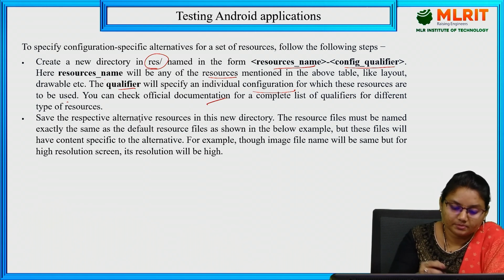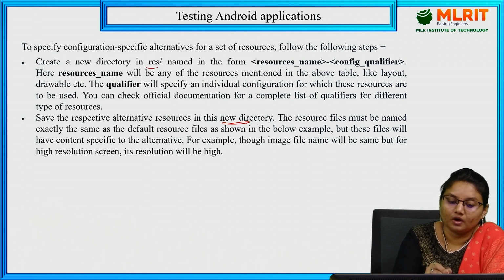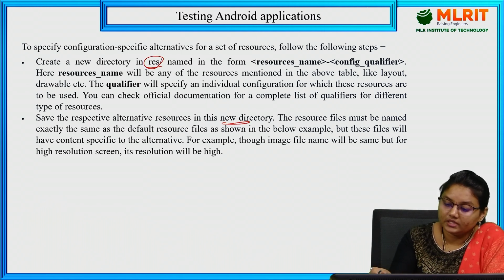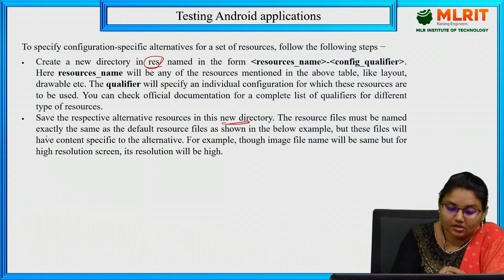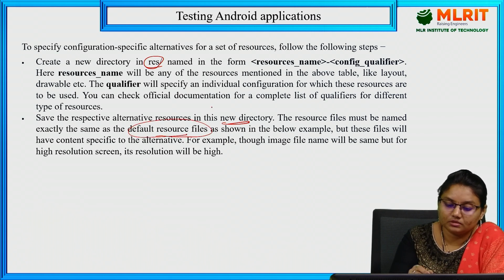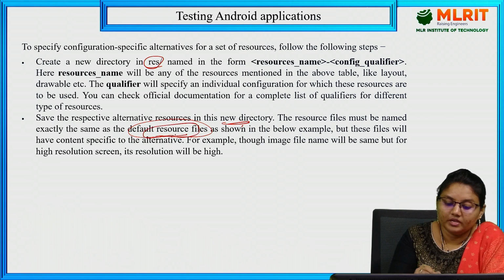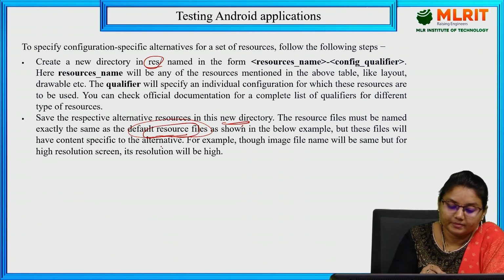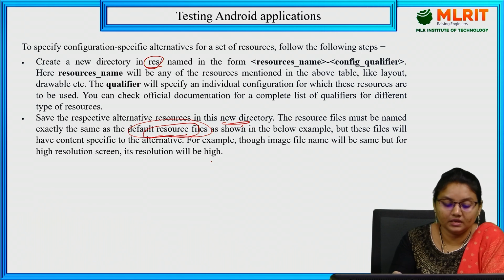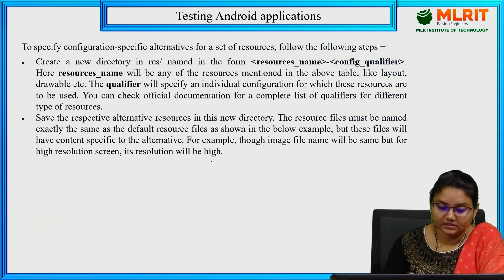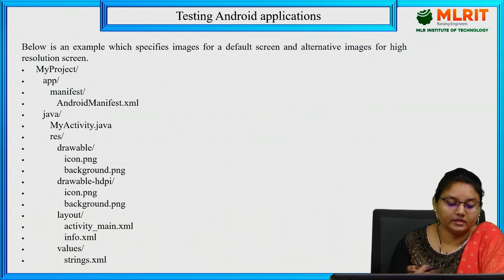Now save the respective alternative resource in the new directory. What is the new directory? Resources only. So these resource files must be named exactly the same as the default resource names. The resource files you are storing here should be equivalent to the default resource files, with content specific to the alternative. The image file name will be the same, but for the high resolution screen, its resolution will be high. Like that, necessary changes can be done using alternative resources.